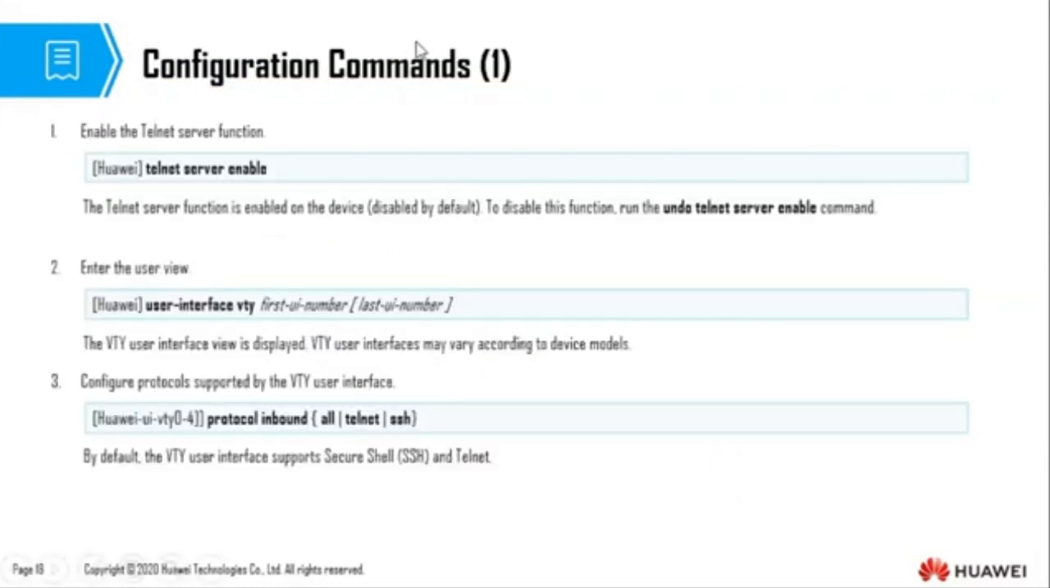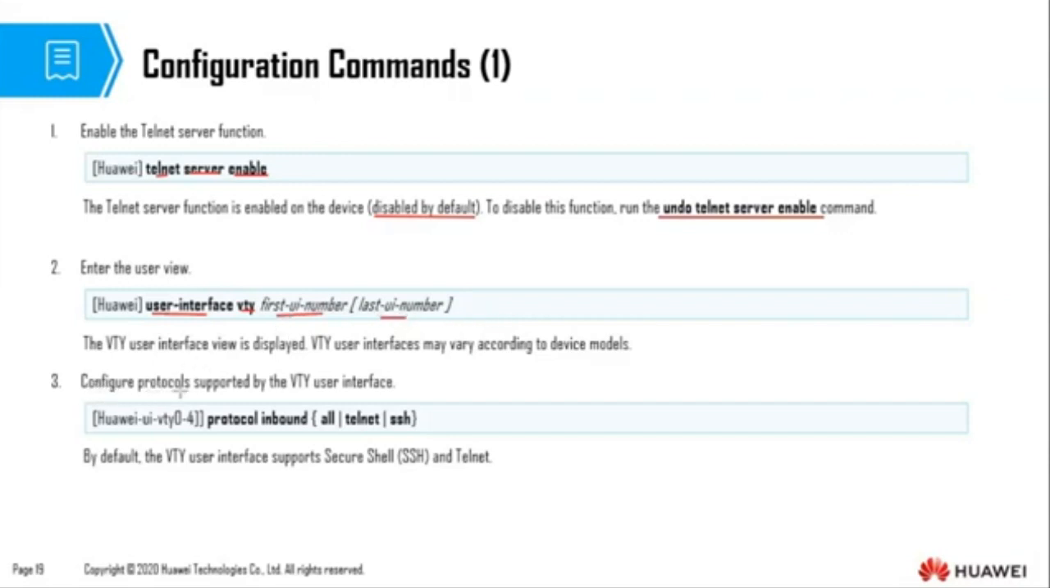So how to configure a Telnet server? Use the command telnet server enable. By default, it is disabled. If you want to disable, you use undo. Okay. To enter the VTY user interface view, or to create them, you use the command user-interface vty, then the first user interface number, for example 0, and the last one, for example 4, like that.